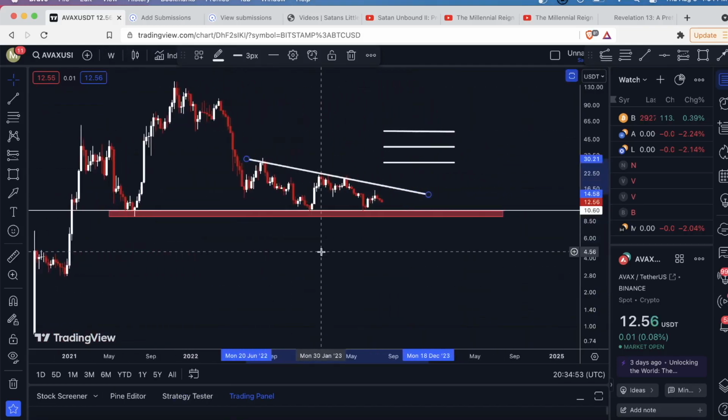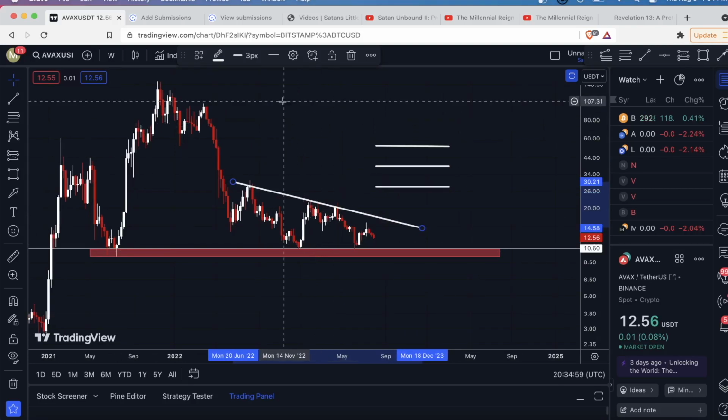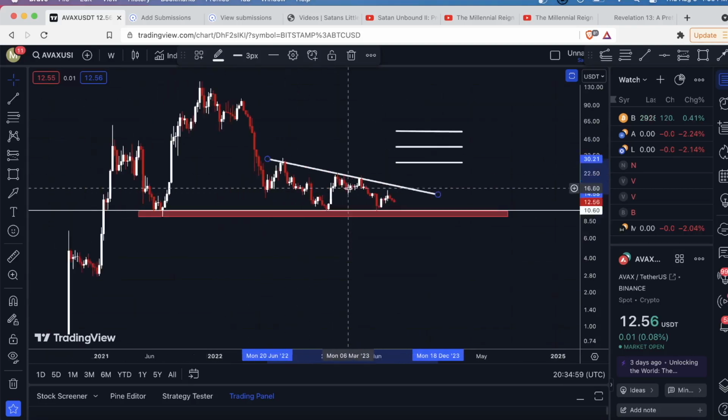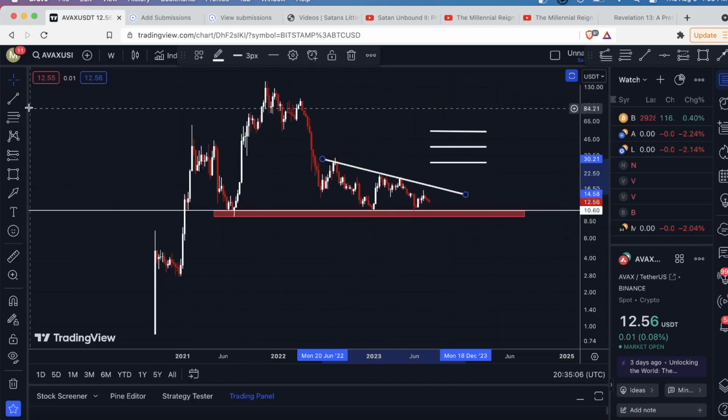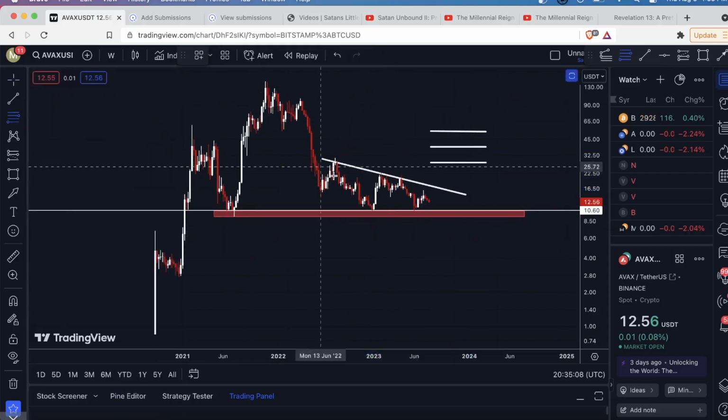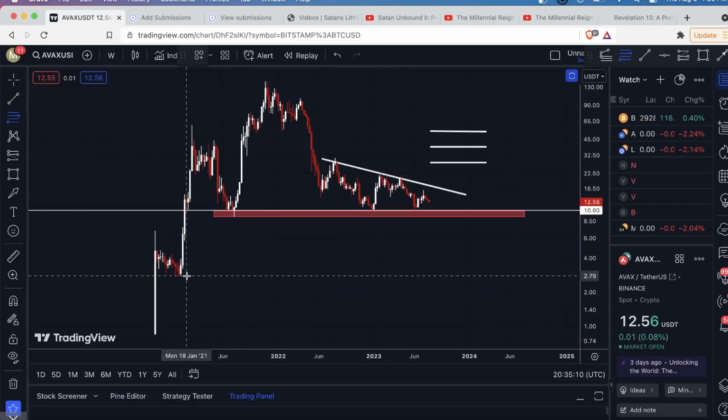So like I said, compared to the other altcoins that I've looked at, this doesn't look as appealing to me. It's still fine. I mean, as long as this level holds, we're good for further upside. You know what? I'm going to take a Fibonacci just to see where this level is in relation to this swing right here.